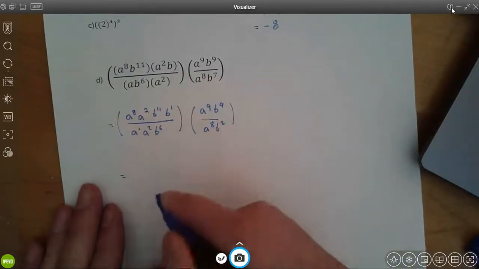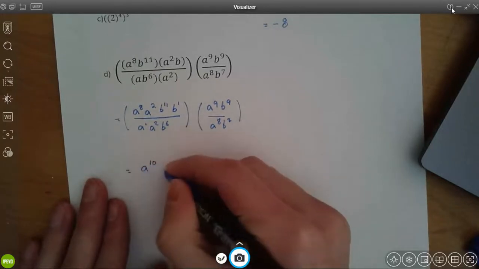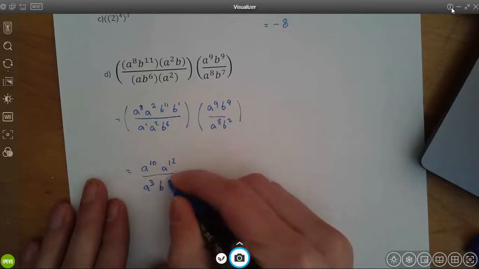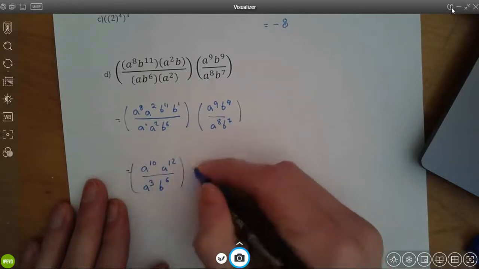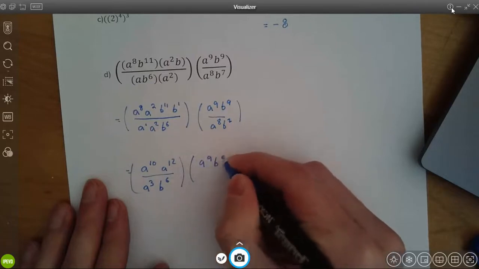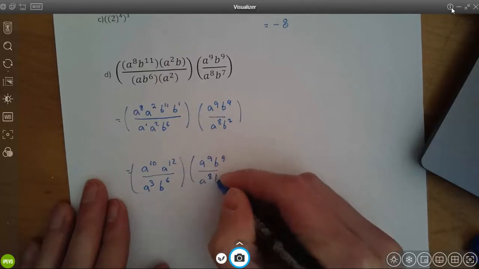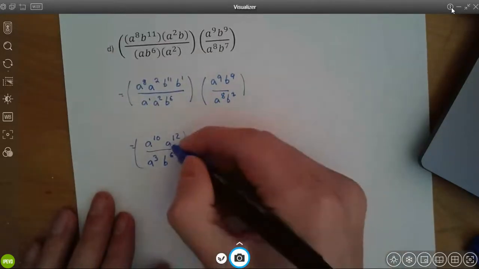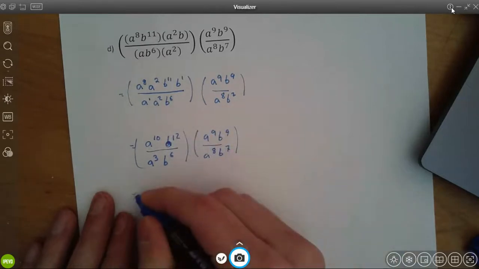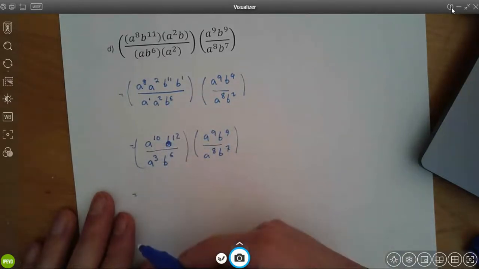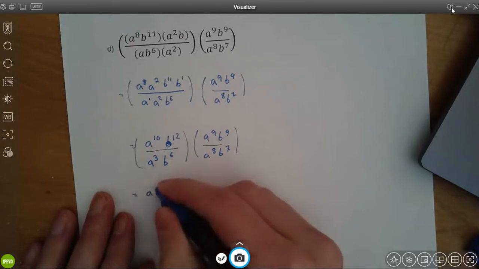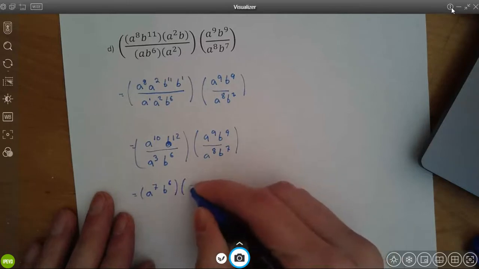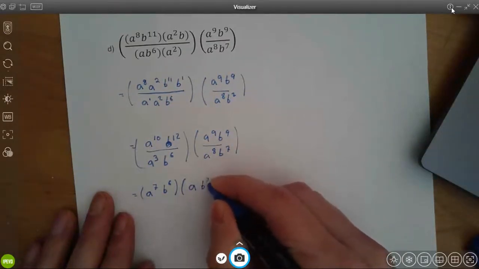So on the top, 8 plus 2, so I've got 10 A's multiplied together and 12 B's. And on the bottom, I've got 3 A's and 6 B's. And on the top and the bottom of the second bracket, already simplified. Sorry, that should be a B there. Now when I'm dividing, I'm subtracting the exponents. So I have a to the power of 7, b to the power of 6, and then I've got a to the power of 1, which I don't need to write, and b squared.